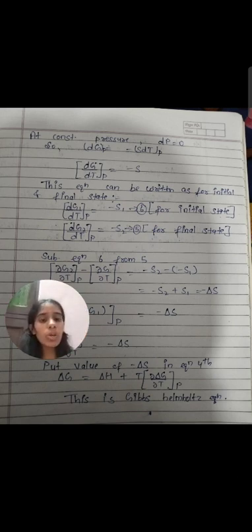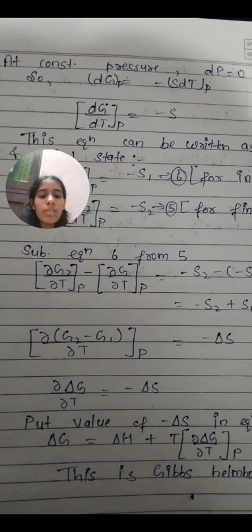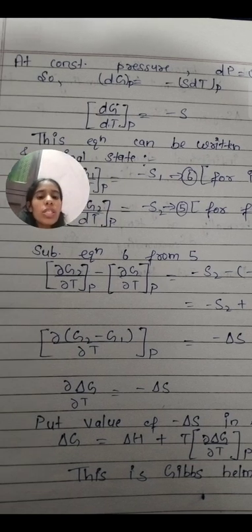We can also write this in the initial and final states. So dG1 by dT is equal to minus S1 for the initial state, and dG2 by dT is equal to minus S2 for the final state. By subtracting equation 6th from 5th, we see that d(G2 minus G1) by delta T is equal to delta S. So G2 minus G1 we can write as delta G. So delta G by delta T is equal to minus S.